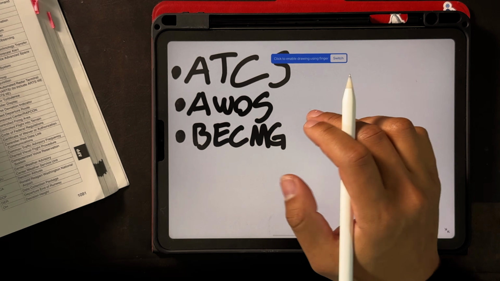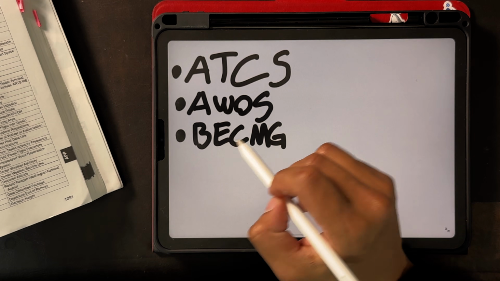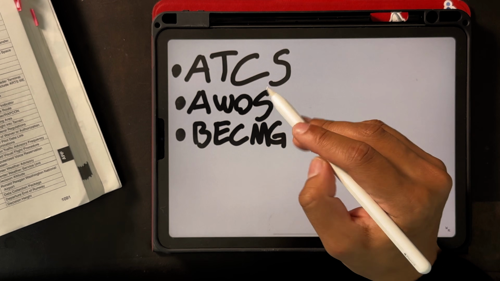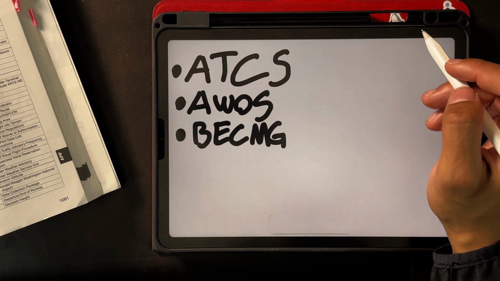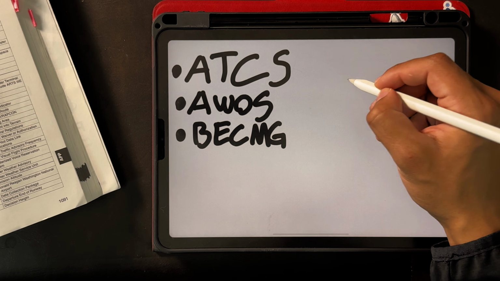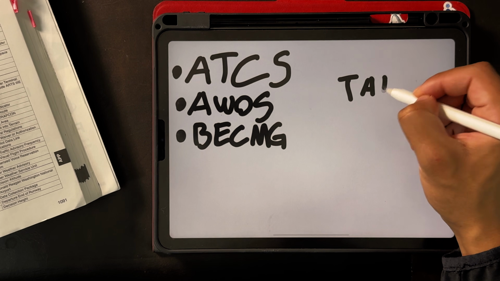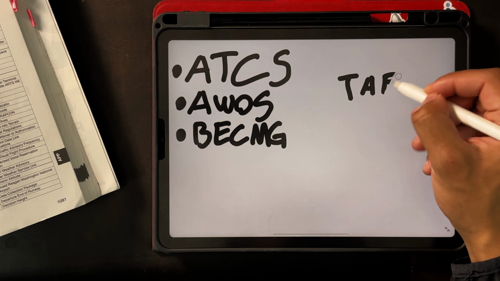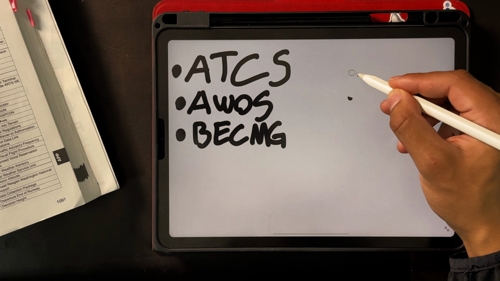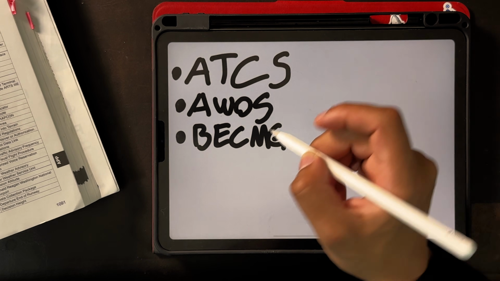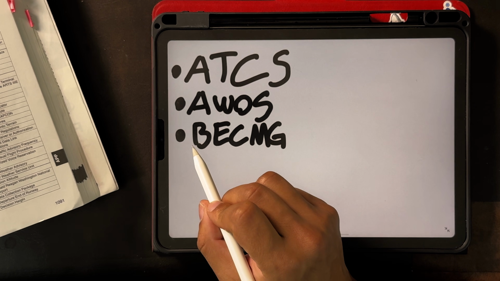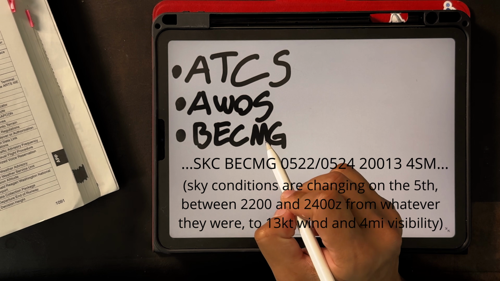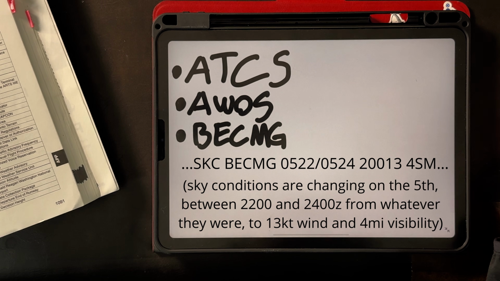This is a becoming group. I didn't know it was called a becoming group until just now. I just read it as becoming. But in a TAF, or Terminal Aerodrome Forecast, basically just the predicted weather, the outlook, this is saying that the weather at a certain time is becoming something else.